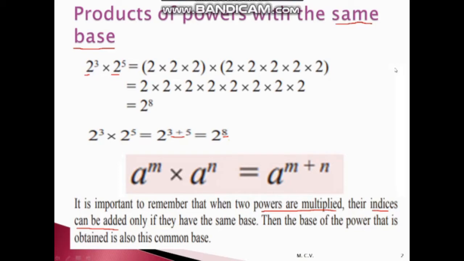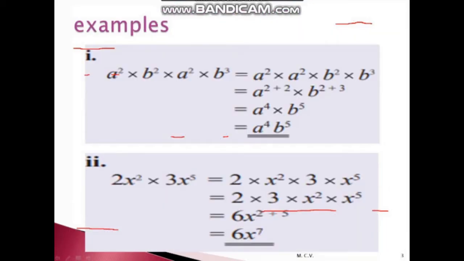Then let's see some examples. a to the power 2 multiplied by b to the power 2 multiplied by a to the power 2 multiplied by b to the power 3. There are 4 powers, but you have to consider equal bases only.